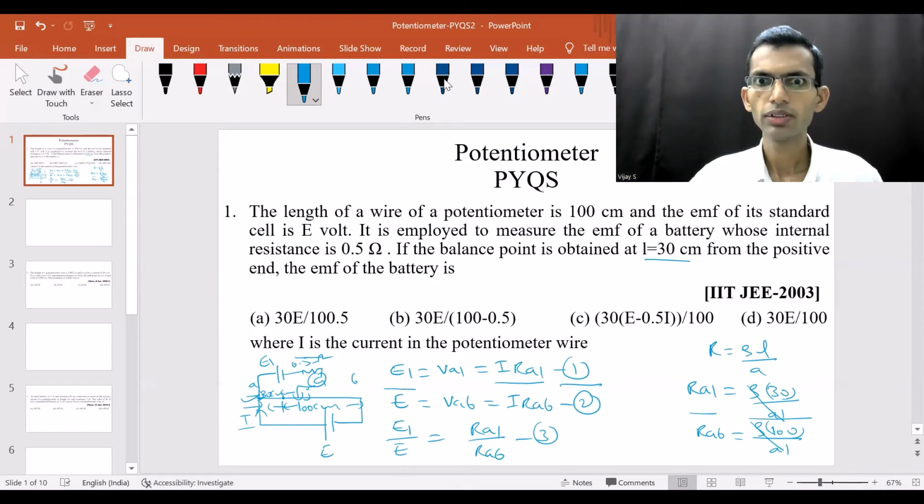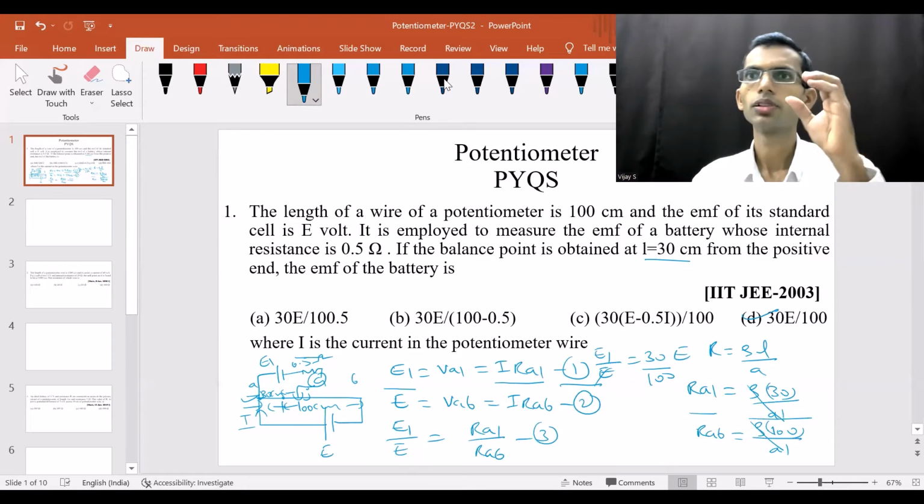That means E1 by E, which is equal to RA1 by RAB, that is equal to 30 by 100. So when we take E that side, we are going to get E1 equal to 30 by 100 E. Which option satisfies? D. So that is the answer. Next question.